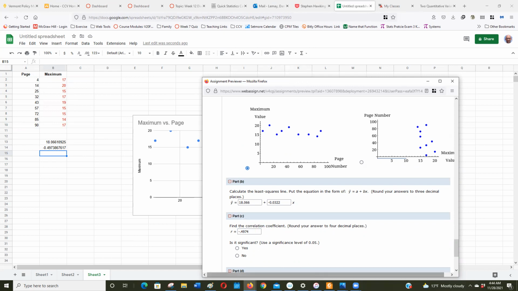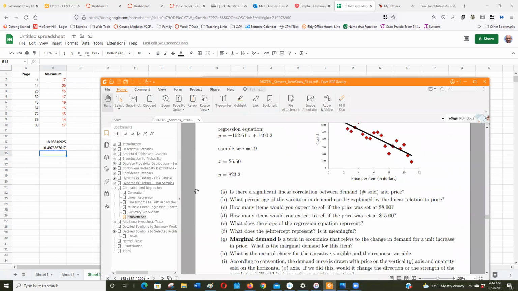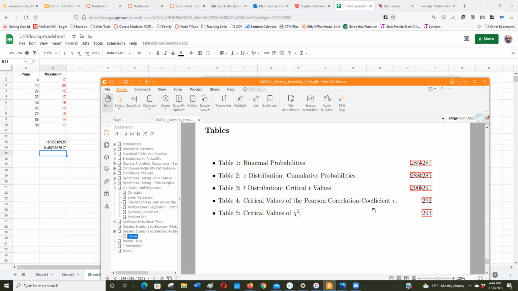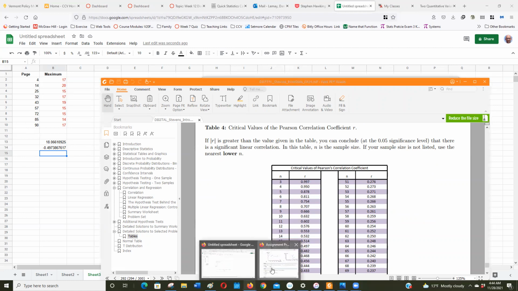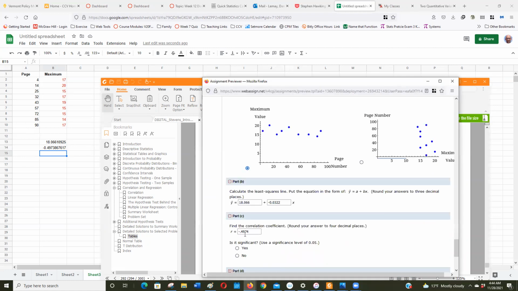Well, then we've got to pull open that Rossman Chance table, go down to the tables. Of course, you've got these in Canvas too. Now I want critical values for the correlation. I've got 9 pieces of data. So 0.66, so negative 0.66 is the negative association. And what do we get for a correlation? No, so that's not statistically significant.